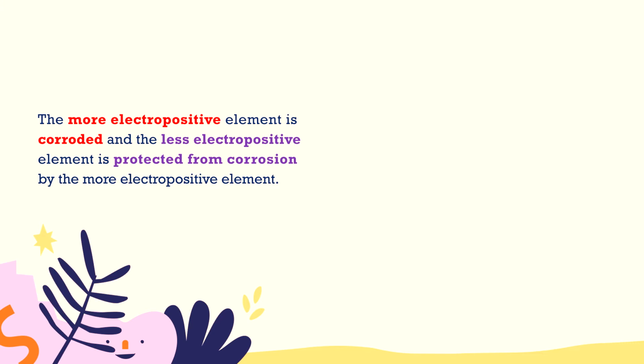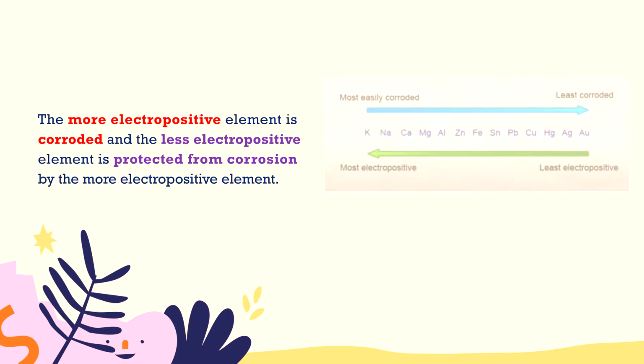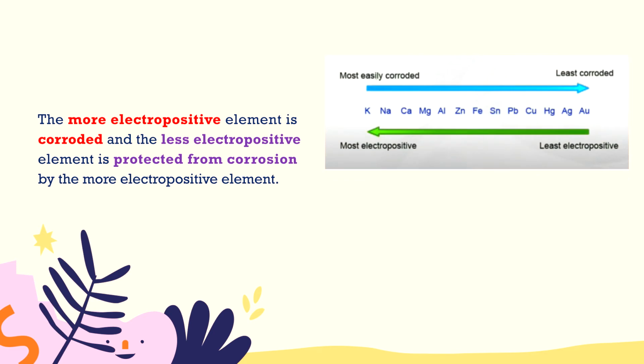For us to be able to know the electropositivity of an element, a diagram is introduced. This diagram contains a set of elements which are most commonly used in making engineering materials that can be used in the engineering industry.